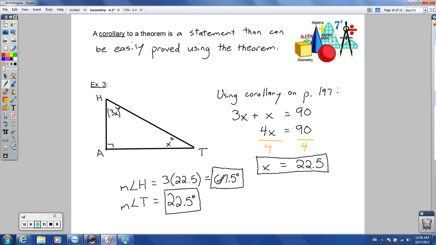But we could check this very easily too. Just add these two together. Do you get 90 like you should? Yes, you do. So if you add those, and if you add all three, you get 180 just like you should. So hopefully you found that helpful.